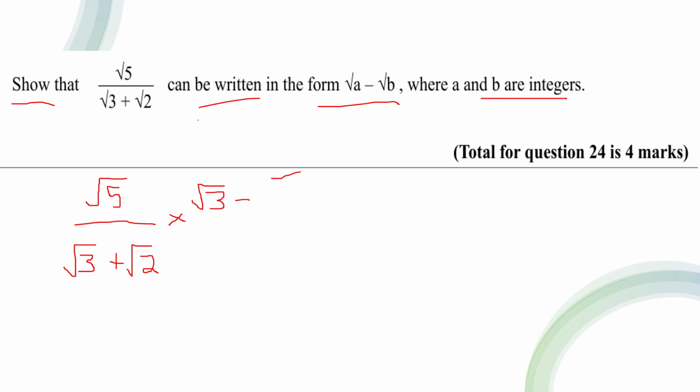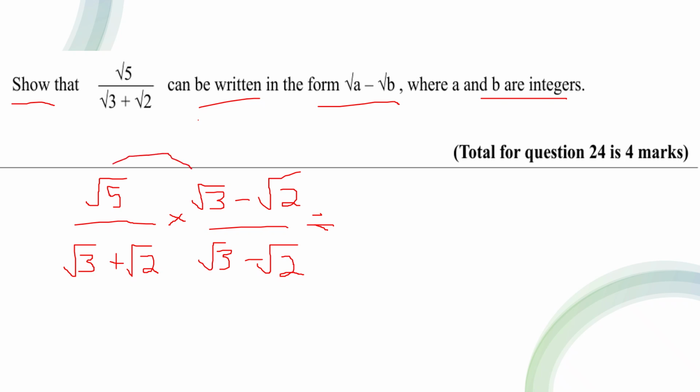The reason will become clear in just a second, because I end up having a difference of 2 squares on the denominator of my fraction, hence I'm rationalizing the denominator, so I'm getting rid of any surds on the bottom of my fraction. Okay, so multiply fractions by top, bottom by bottom.